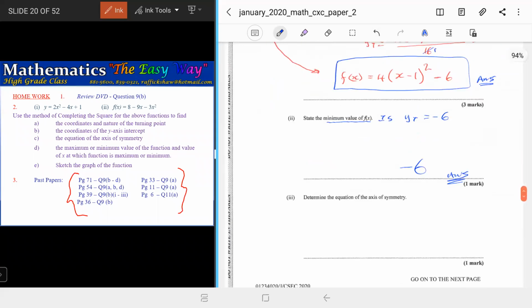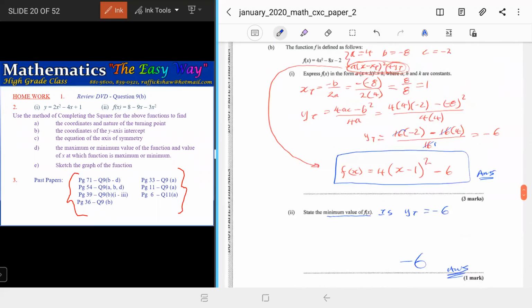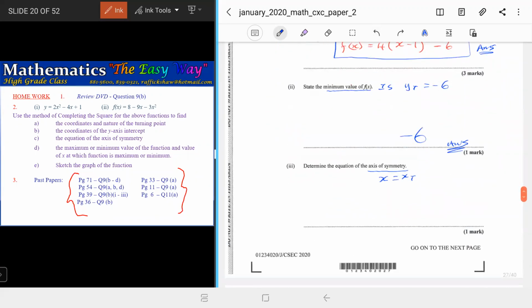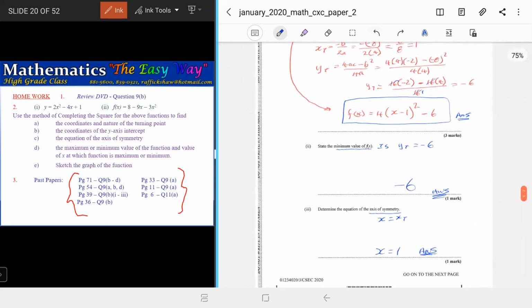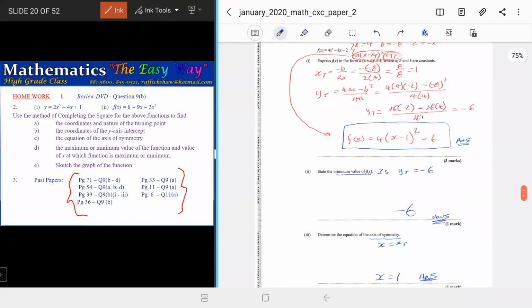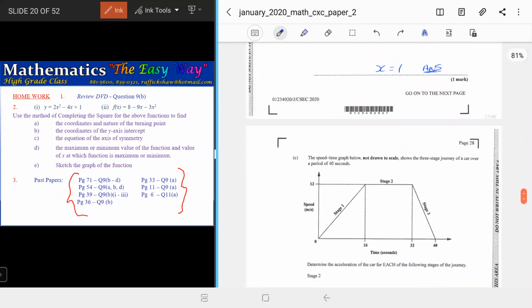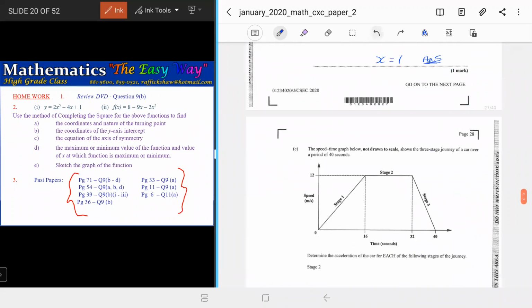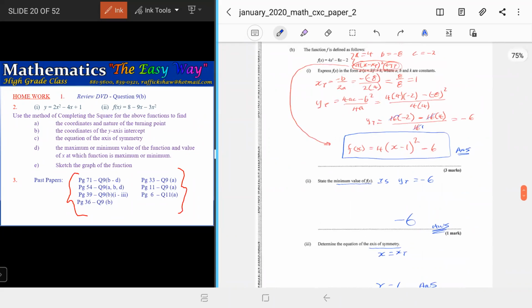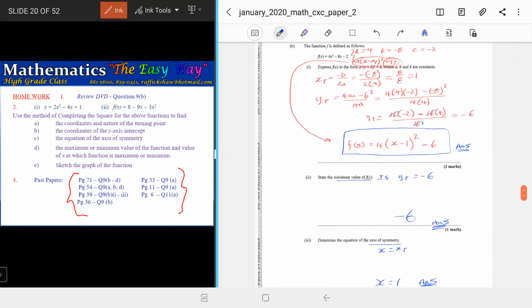Next one says, determine the equation of axis of symmetry. We know that the axis of symmetry is x equals xt value. Xt value is 1. So the answer is x equals 1. That's my answer. 1 mark for that. That's an exam question on quadratics, completing the square. That's an example. Okay, a different question you can see. That's it. That's an exam question, obviously.